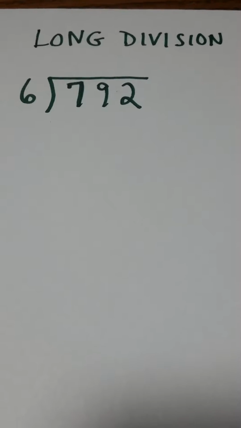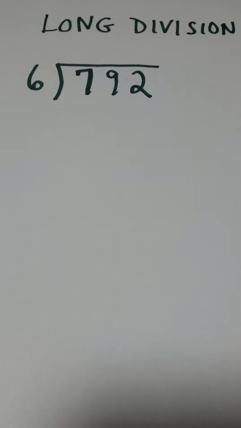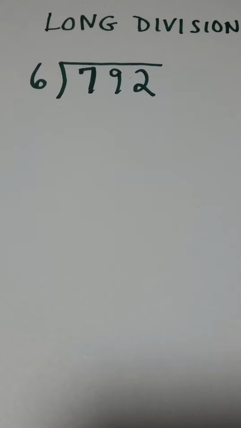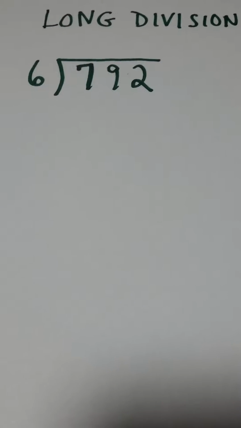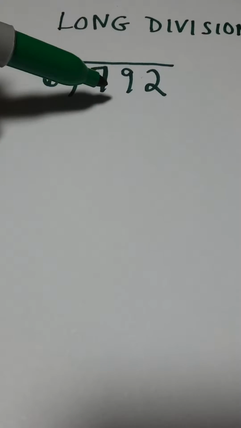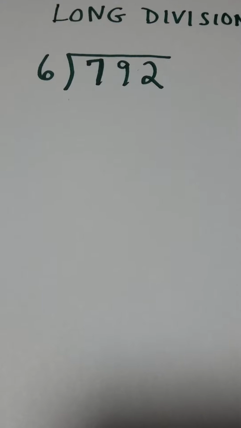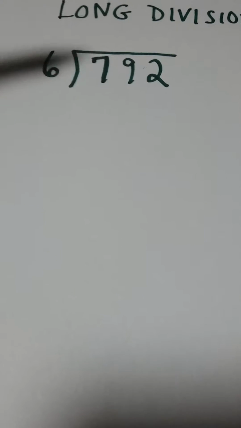Let's just say, for example, that I have 792 marbles and I want to give those marbles out to 6 people. And my question would be, how many marbles would each person get? And would there be any left over? So, in order to do that, we have set up a dividend, 792, a divisor, which is 6, and the answer is going to be what we call the quotient.